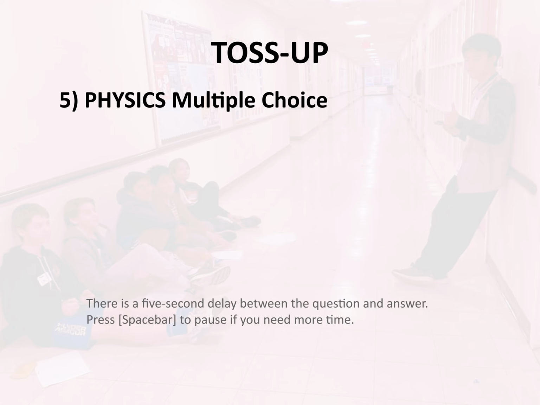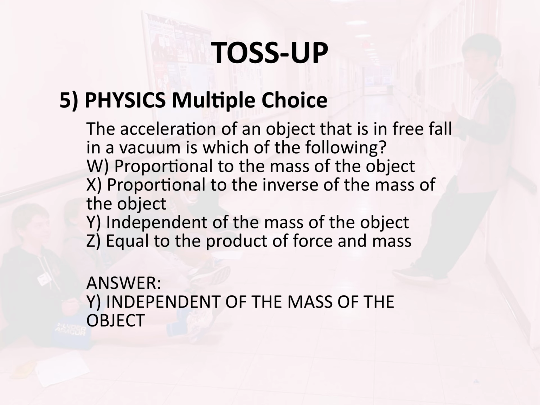Toss-up 5. Physics. Multiple choice. The acceleration of an object that is in free fall in a vacuum is which of the following? W. Proportional to the mass of the object. X. Proportional to the inverse of the mass of the object. Y. Independent of the mass of the object. Z. Equal to the product of force and mass. Answer. Y. Independent of the mass of the object.